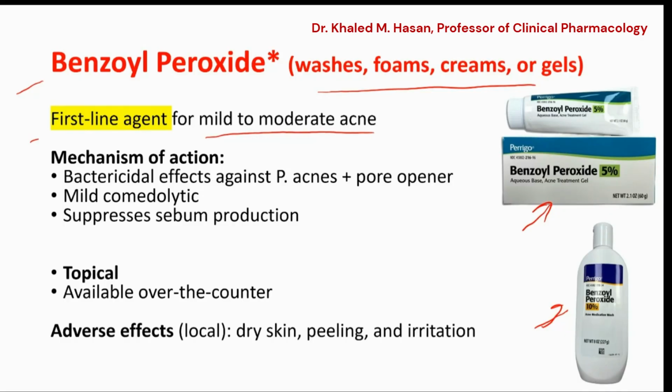No need for a prescription, so it's available OTC, over the counter. The patient can go to the supermarket and buy this medication called benzoyl peroxide. First-line treatment for mild to moderate cases. How does benzoyl peroxide work? We have maybe three mechanisms. You can see them here.